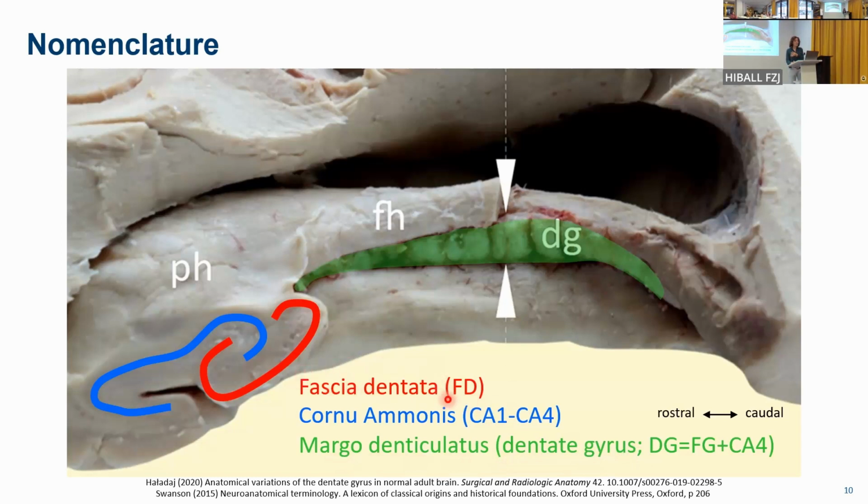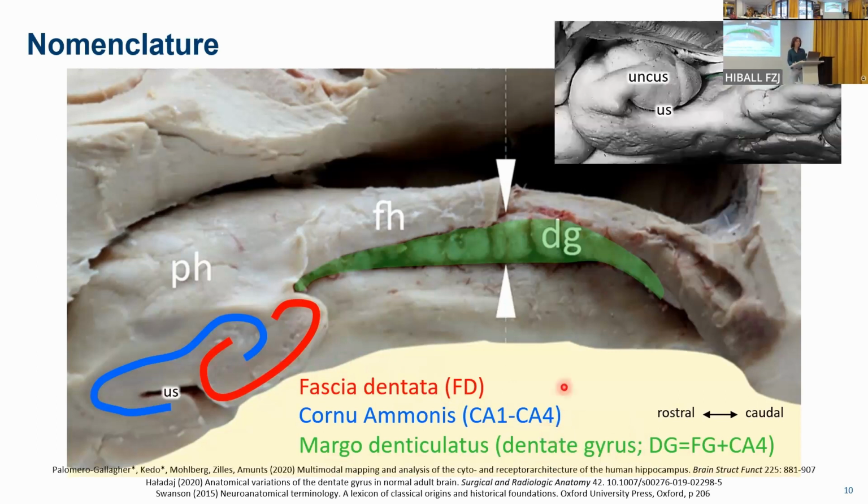Okay, so the fascia dentata is what you would see in a cross section, and the dentate gyrus is what you would see macro-anatomically from the surface. And just for you to see another view here, where we also have the uncus part of the brain, there's this example here, okay? And just the third definition of hippocampal parts, macroanatomically, the hippocampus is divided into three portions, which are approximately a third in size each.